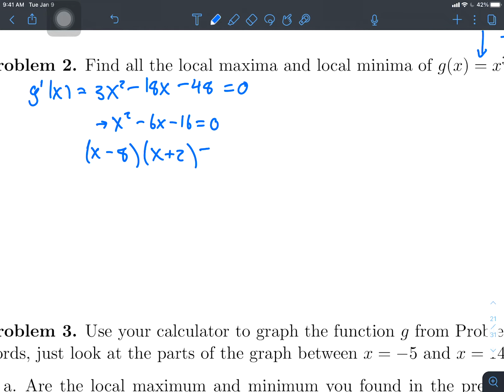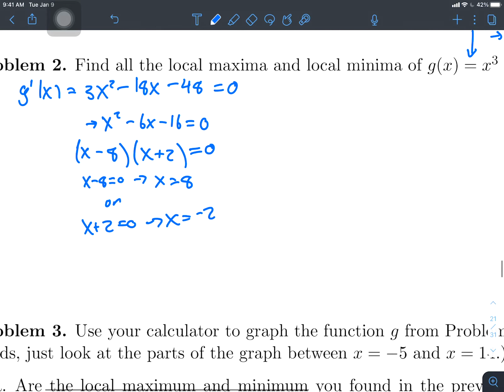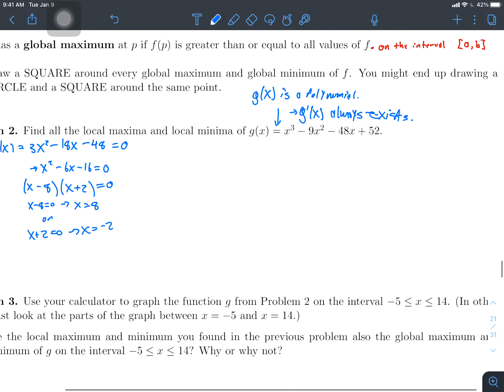So if I take two numbers and I multiply them together and I get 0, then that means that one of them has to be 0, right? So either x minus 8 equals 0, which tells us that x would be 8, or x plus 2 is equal to 0, which would tell us that x is equal to negative 2. So I found the values for which the derivative is equal to 0. Now, I'm going to classify them.